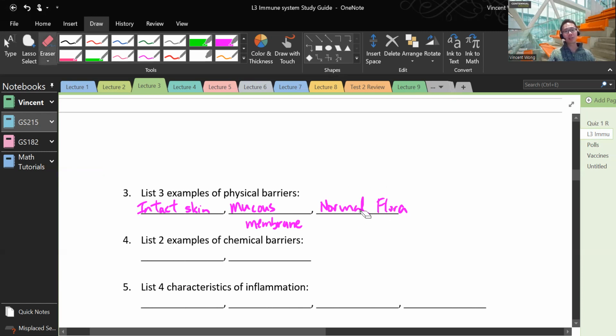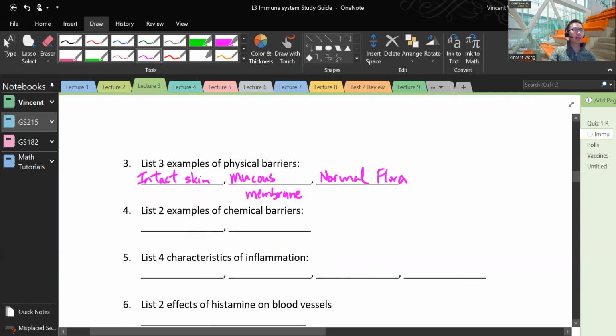It's not just in your gut, right? You have normal flora living on you as well. And having those normal flora prevents things like fungal infection. And again, it's just by taking up the space so that there is no additional space available for other things to grow on.